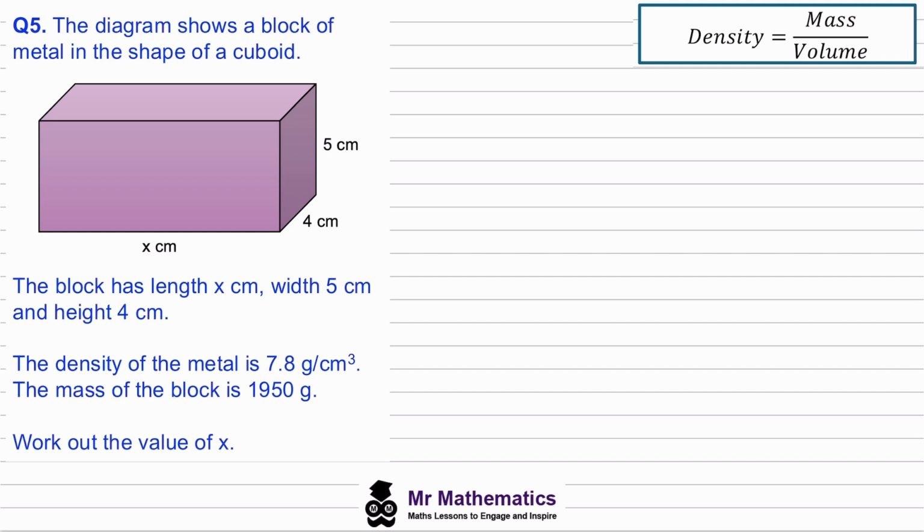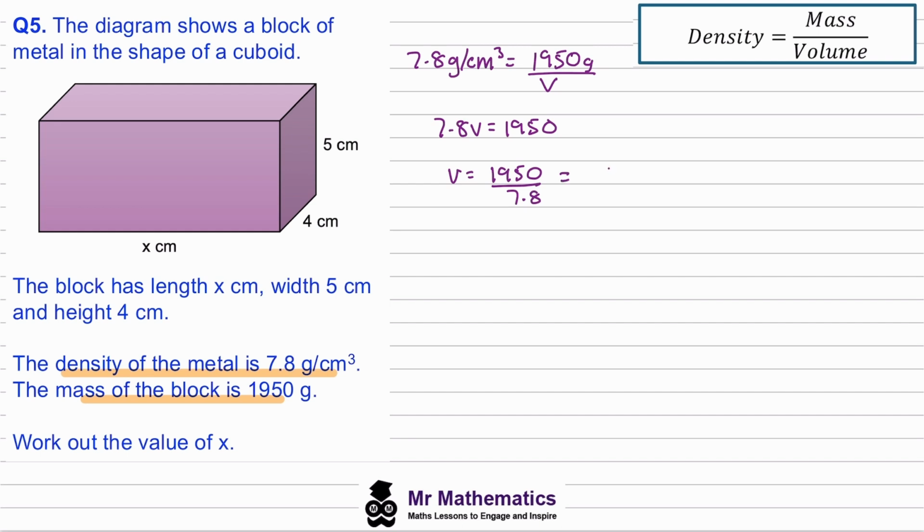Okay, so welcome back if you had a go. So we've got the density, and we've got the mass. We can substitute these into here to work out our volume. And then we can find an equation involving x for the volume of this cuboid and then we can combine the two to work out x. So we'll begin then by substituting each of these into here. To work out v, we'll move this over to the left-hand side, and then divide both by the 7.8. So this will give us a volume of 250 centimeters cubed.